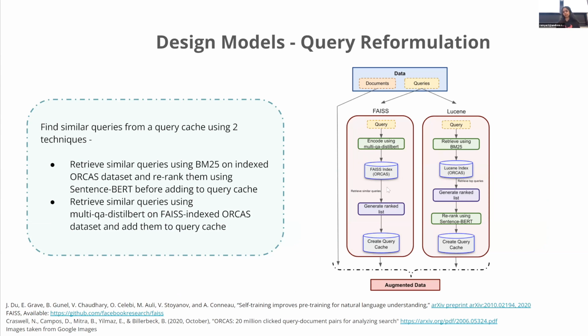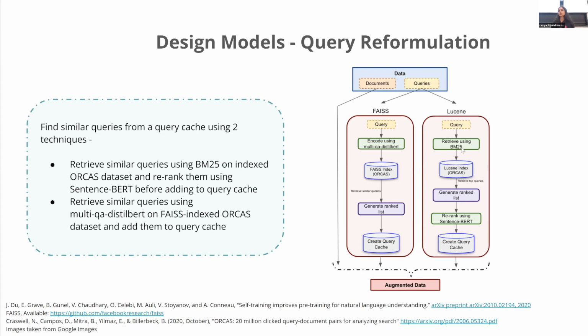Now, FAISS is a library that is used for clustering of dense vectors, and it is used for very fast, efficient retrieval of similar queries. And later we generate a ranked list, and then finally we create a query cache so that during training time, the DA module is able to fetch similar queries very quickly from the cache.